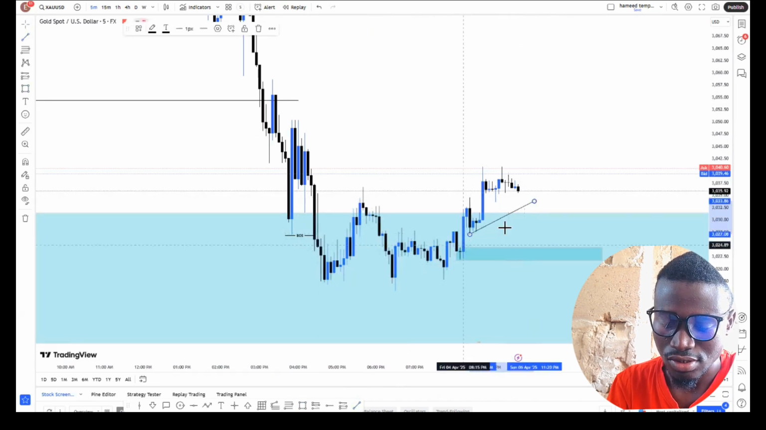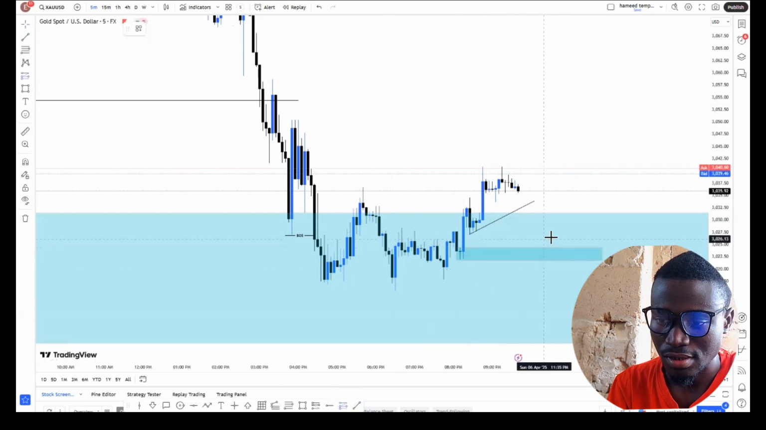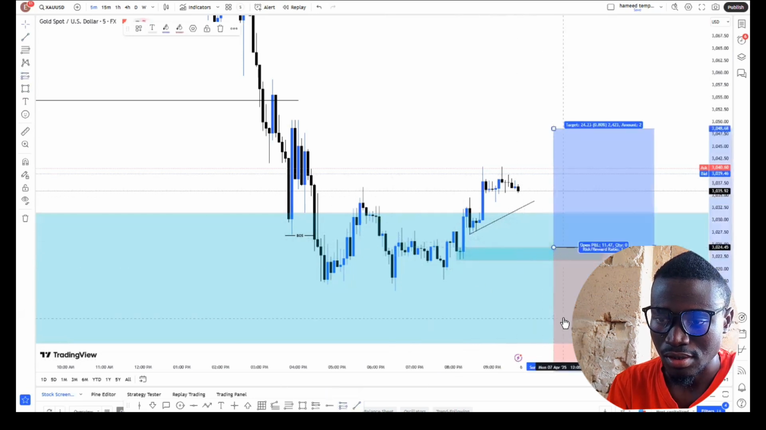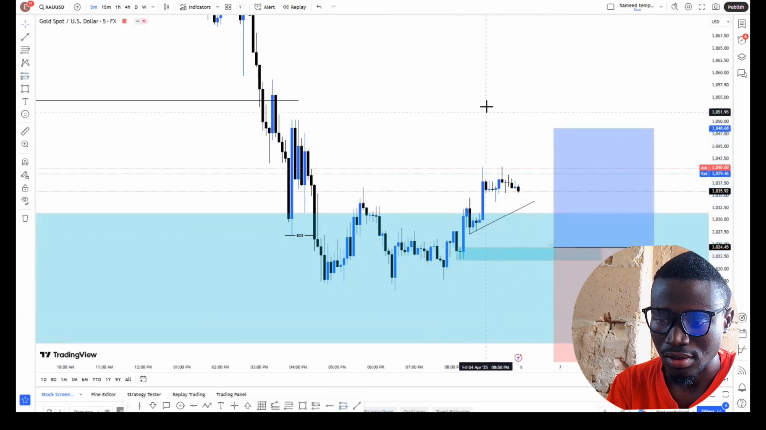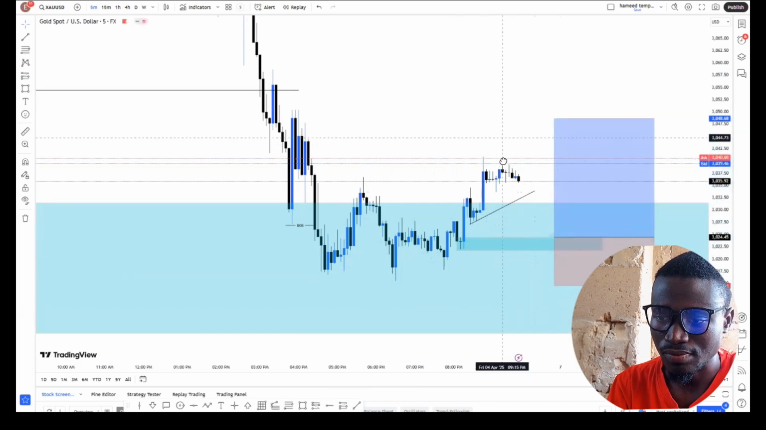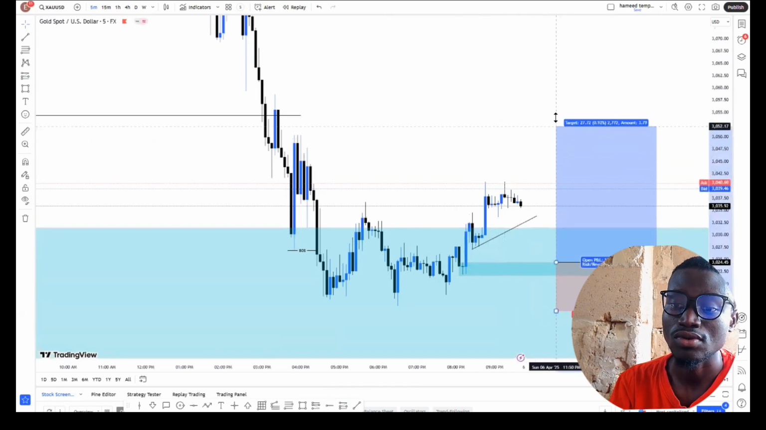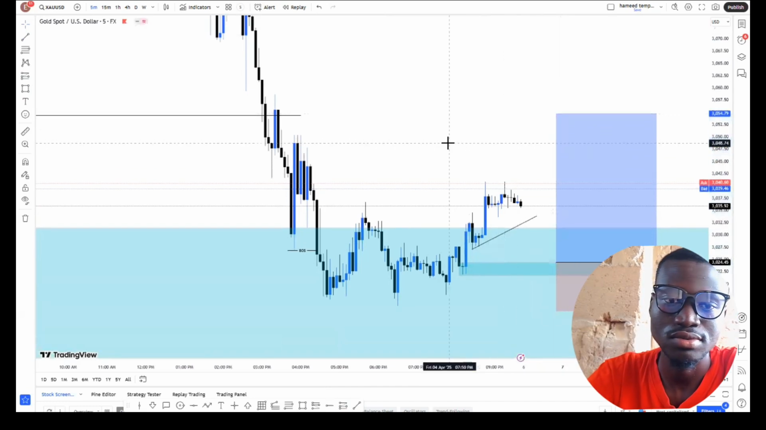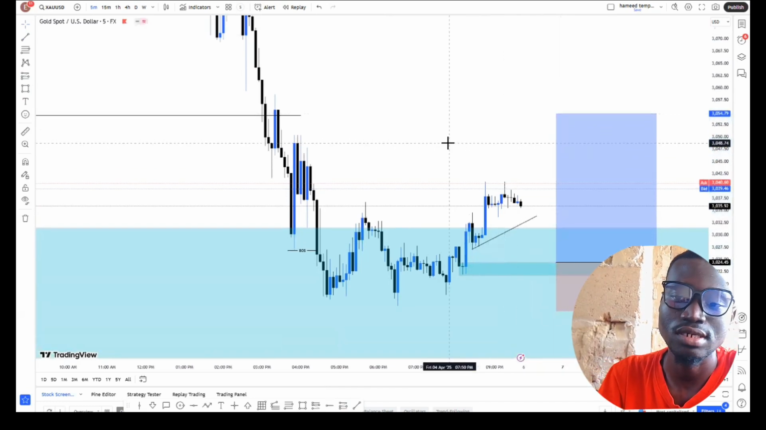So my entry will just be here. The entry will be here. And then my stop will be below this last low. Then I'll target 1:3. That's all. So that's my setup on Euro USD as well.